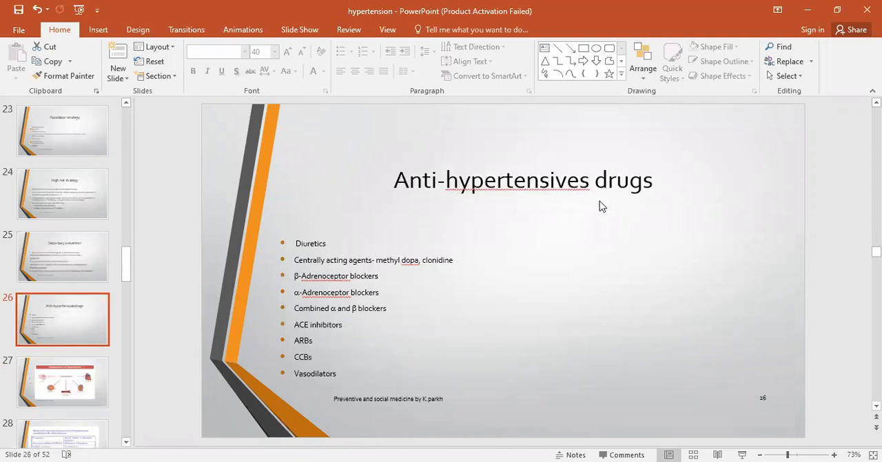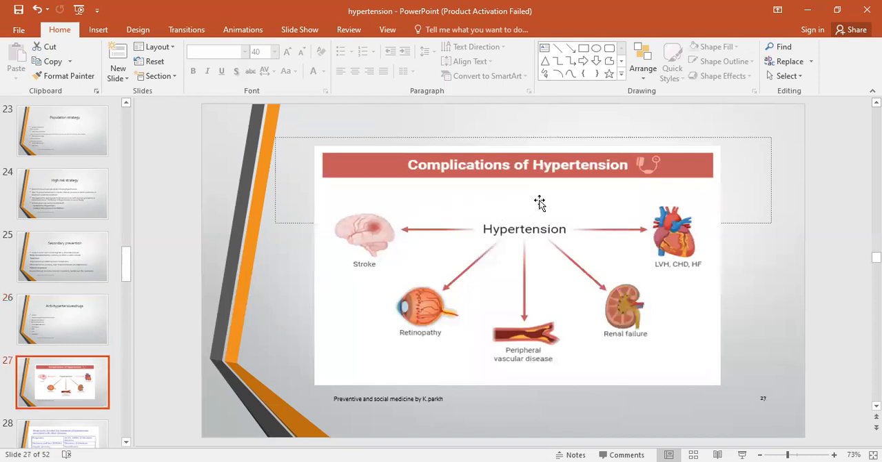There are multiple antihypertensive drugs which are used to control the blood pressure, like diuretics, central-acting agent methyldopa, beta-adrenoreceptor blocker, alpha-adrenoreceptor blocker, combined alpha and beta blocker, ACE inhibitors, angiotensin receptor blocker, calcium channel blocker, and vasodilator. These are the complications of hypertension which can be avoided through proper preventive techniques: stroke, retinopathy, peripheral vascular disease, renal failure, left ventricular heart failure, chronic heart disease, or heart failure.